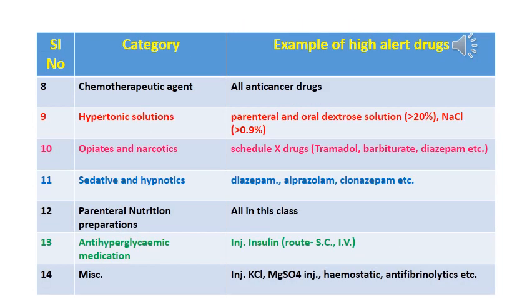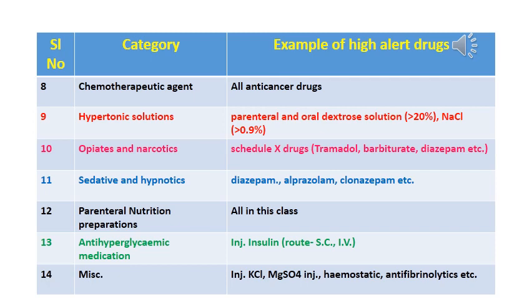Let us take a few more examples of high alert drugs. Number 8, chemotherapeutic agents, that means all anti-cancer drugs. Then number 9, hypertonic solutions. It includes all the parenteral and oral dextrose solutions of greater than 20% concentration and sodium chloride more than 0.9% solution. Then number 10, opiates and narcotics, include tramadol, barbiturate, diazepam, etc.